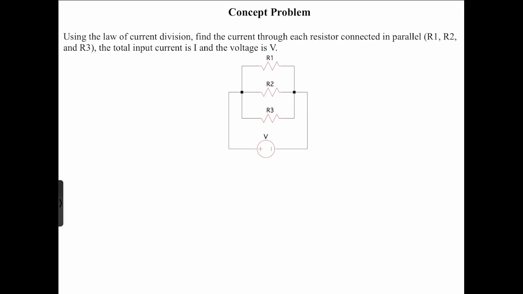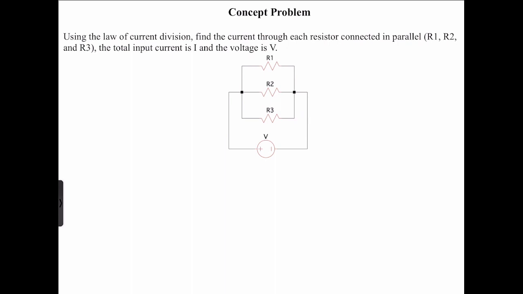In today's video, we have a concept problem. Using the law of current division, we want to find the current through each resistor. Those resistors are connected in parallel, and they told us that the current is I and the voltage is V. We see we have an expression for V.